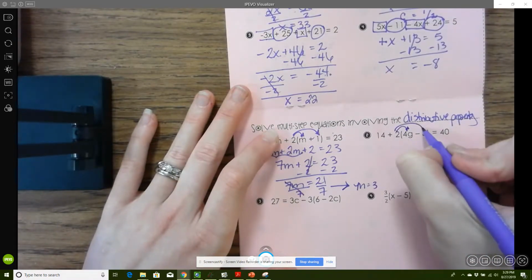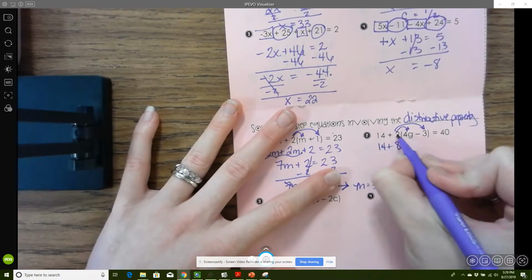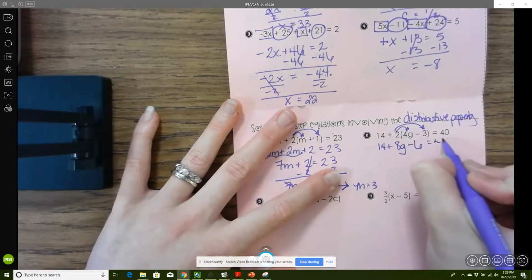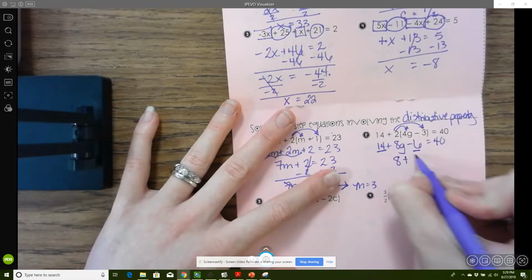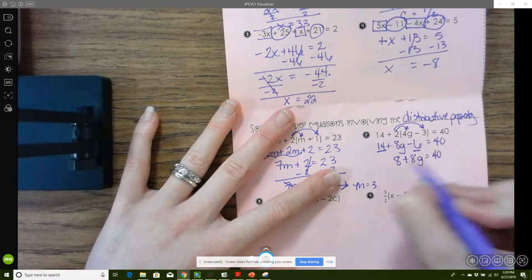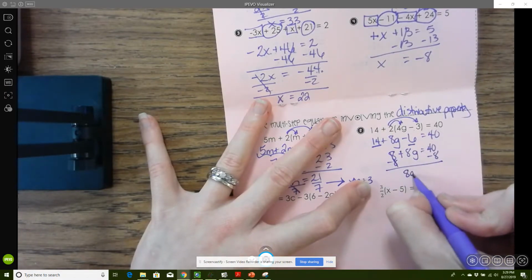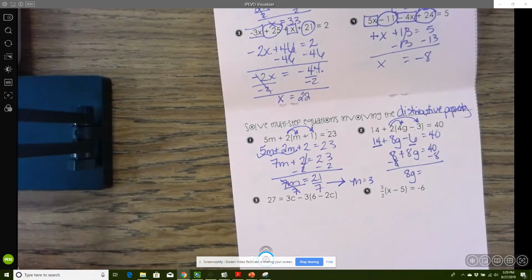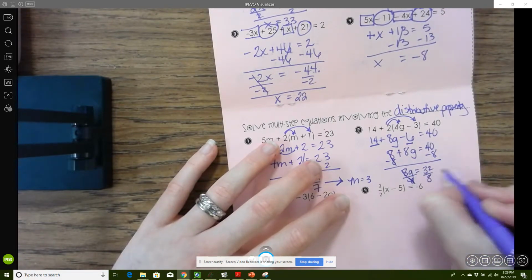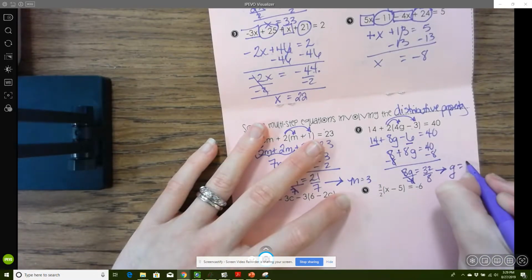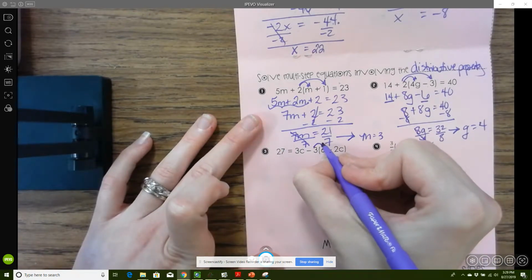Same thing, we distribute first. So 2 times 4g would be 8g, 2 times -3 would be a -6. So now here are my like terms. So I've got 8 plus 8g equals 40. So we're going to subtract the 8 from both sides. So 8g equals 32. And when we divide both sides by 8, g will equal 4.